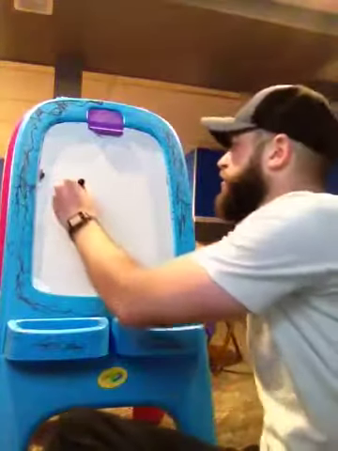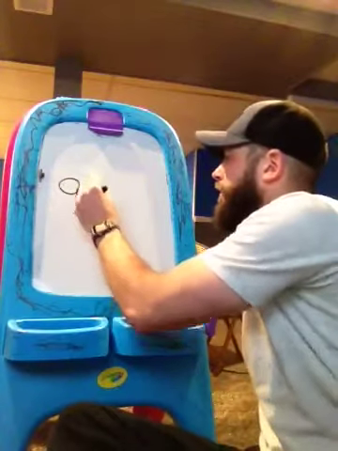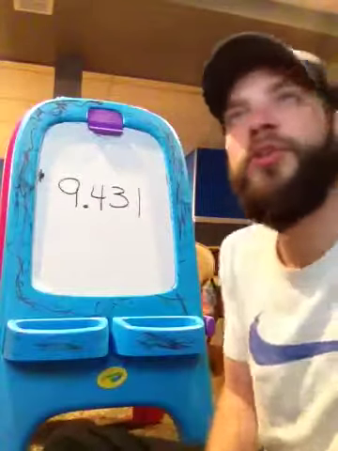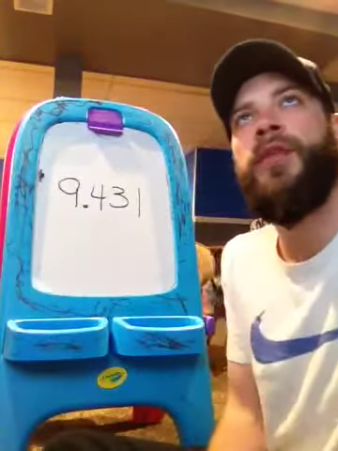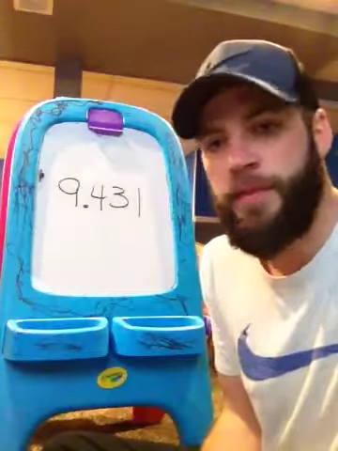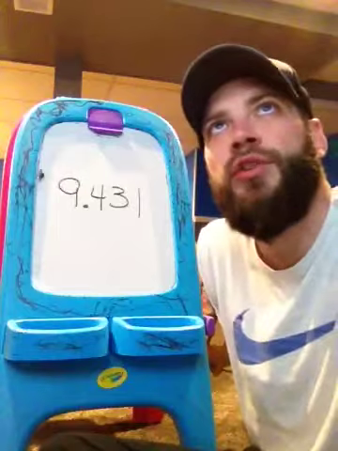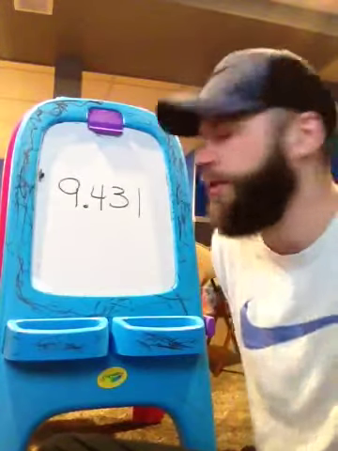Write a number in which the digit 3 is 10 times the value of the digit 3 in 9 and 431 thousandths. Alright, so I'm sure there was more than one frustrated student while you're working on this one. For some reason, man, this one gives students a hard time. All they're saying is, look at the 3 in this number.